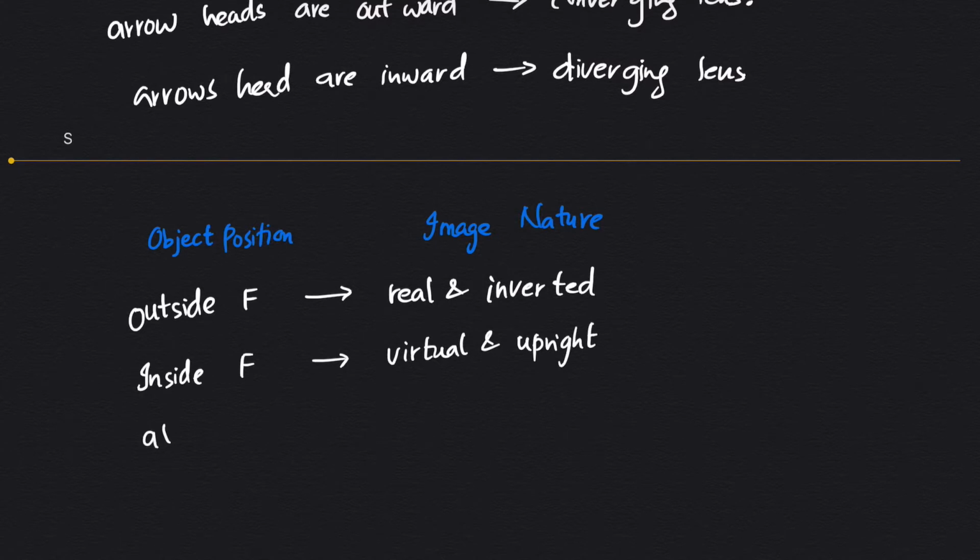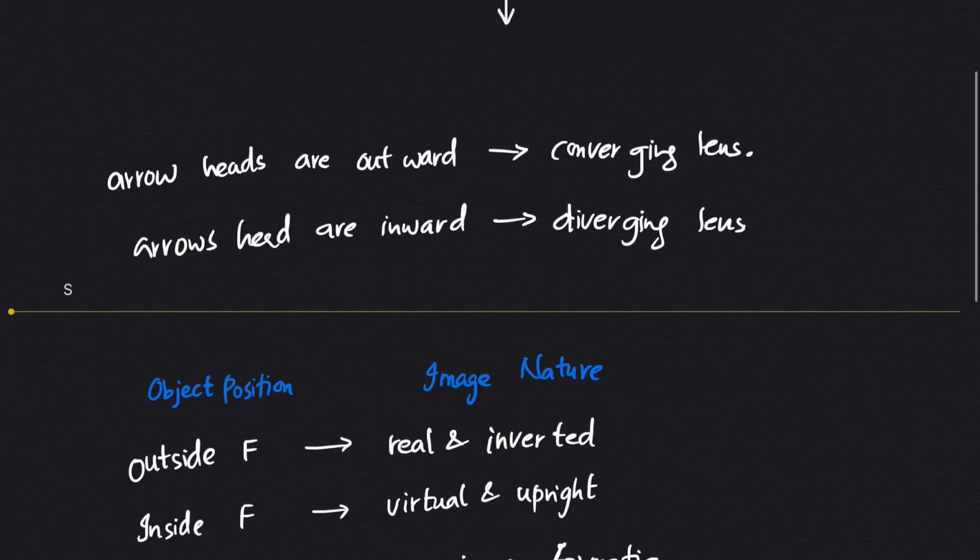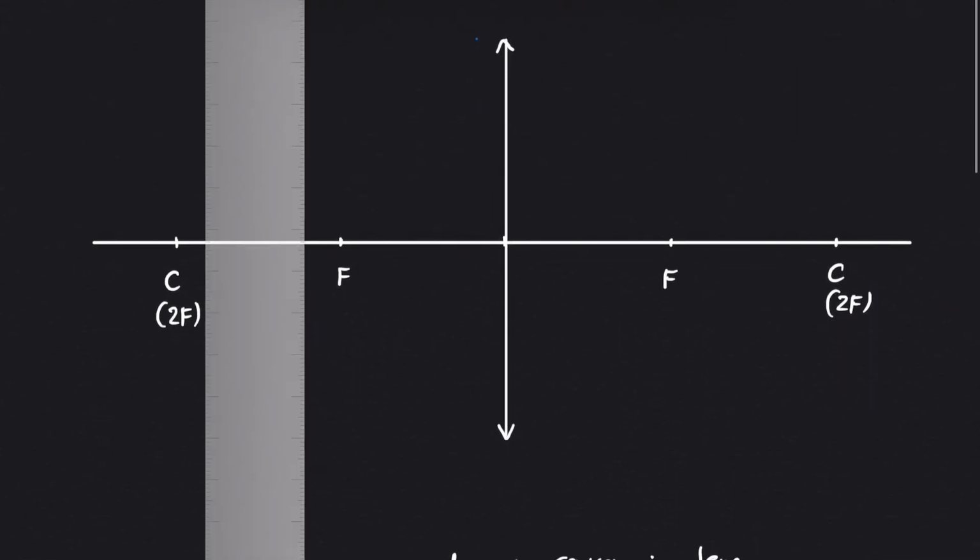Then at focus there is no image formation. So at focus there is no image formation. So remember these 3 points. Now let's go back to the lens diagram.